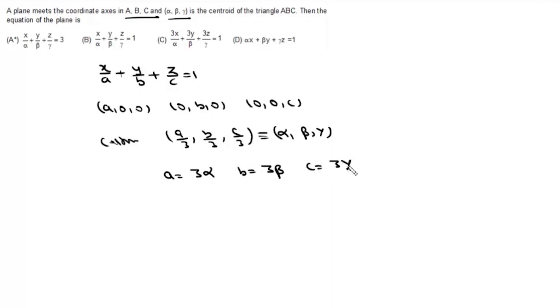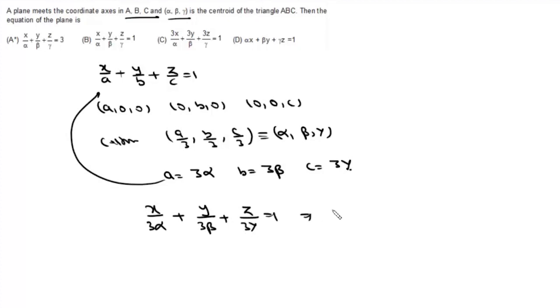Now we need to write the equation of this plane. So we'll simply replace the values of A, B and C. So we can write x/3alpha + y/3beta + z/3gamma = 1. Or the equation of this plane is x/alpha + y/beta + z/gamma = 3, and that's your option A.